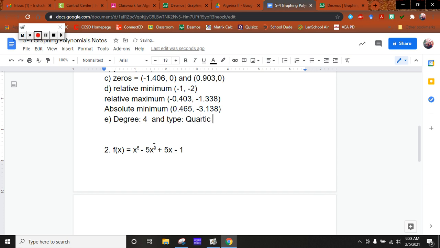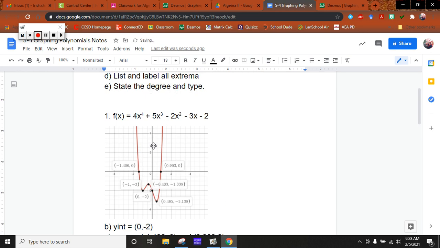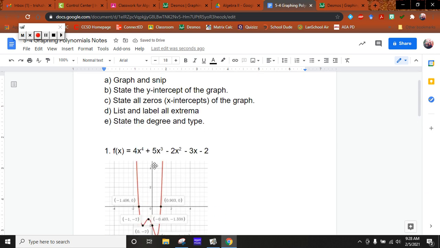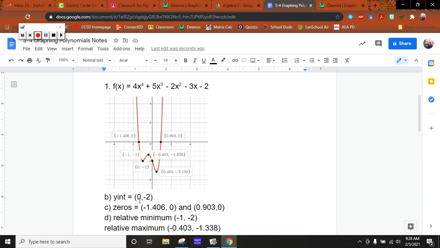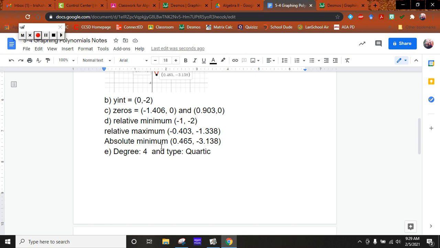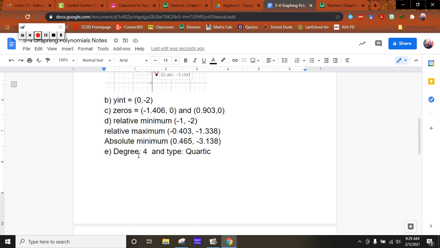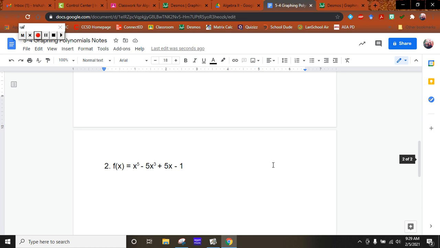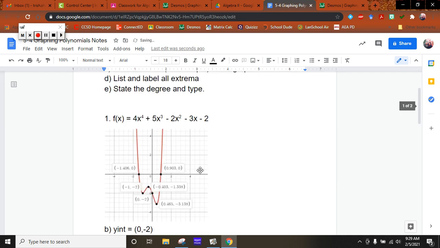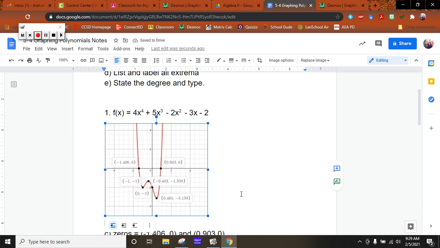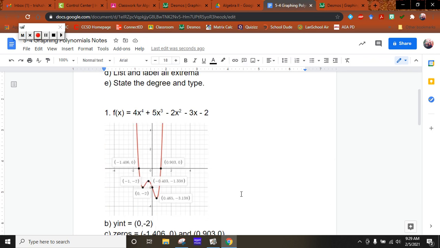Okay. So there is the first graph. So we have graph and snip, y-intercept of the graph, zeros, relative minimum, relative maximum, absolute minimum, because the graph turned 3 times, degree is 4, and the type is quartic. So all that came in from the folder. Alright, so let's do our next one real quick.